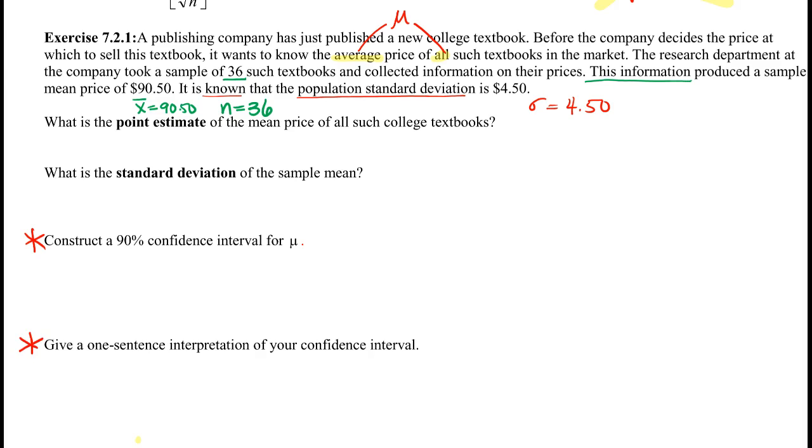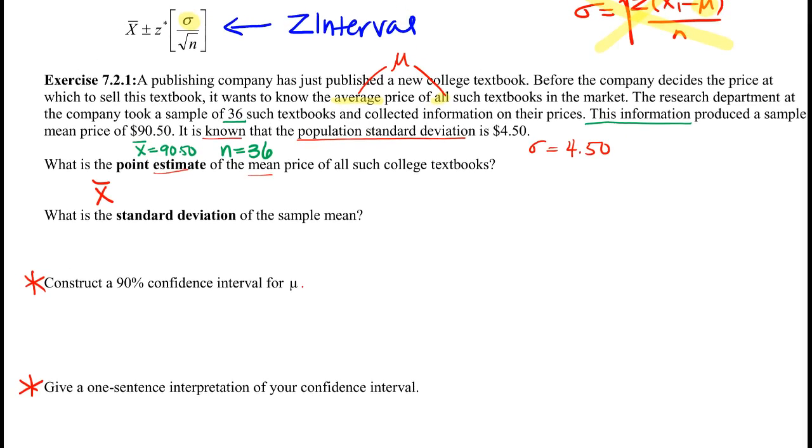First question says, what is the point estimate for the mean price of all such college textbooks? And remember, we have 2 ways to think about this. One is if I had to estimate the mean price for all textbooks, I would just use x bar. The other way to think about it is to remember that our confidence interval formula breaks down into a point estimate and a margin of error. So our point estimate is just that x bar. No calculations necessary here. The second question says, what's the standard deviation of our sample mean?